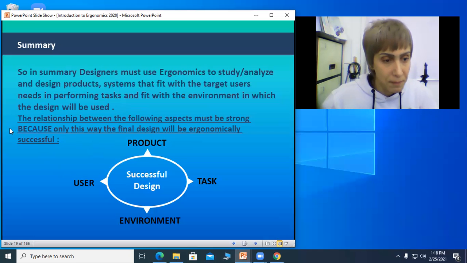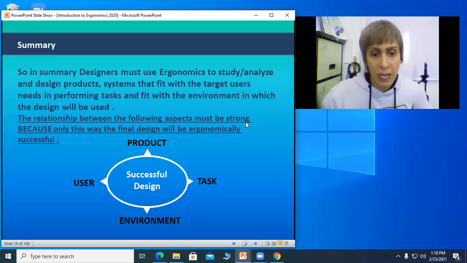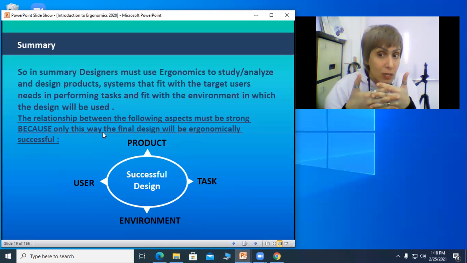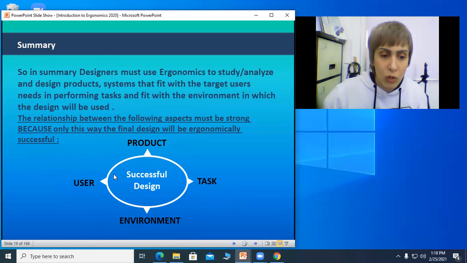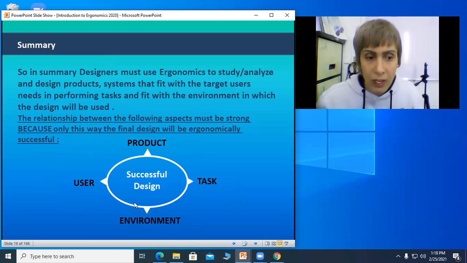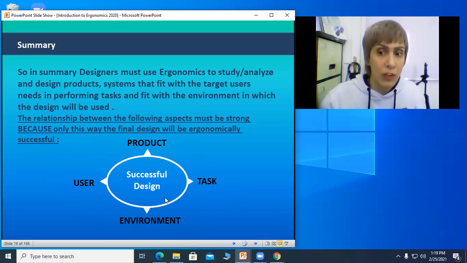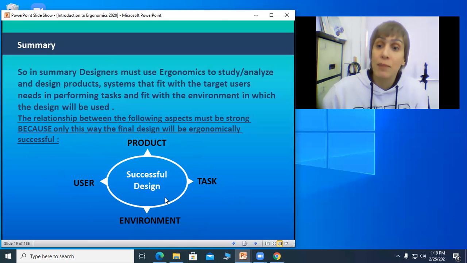So, in summary, the relationship between the following aspects must be always strong: the product, the user, the environment, the tasks. The relationship must be always very strong, very perfect, so that you end up with a successful design. With an ergonomically successful design and a happy user.